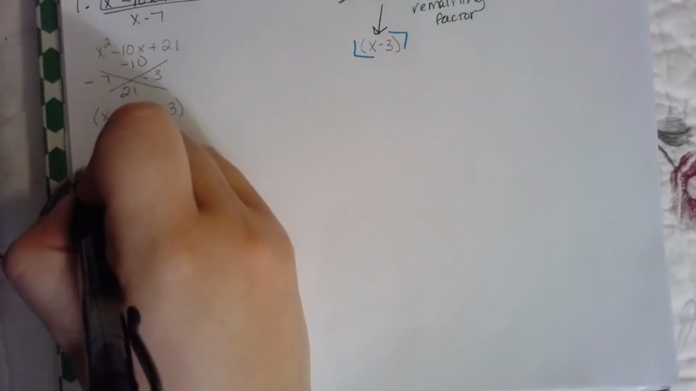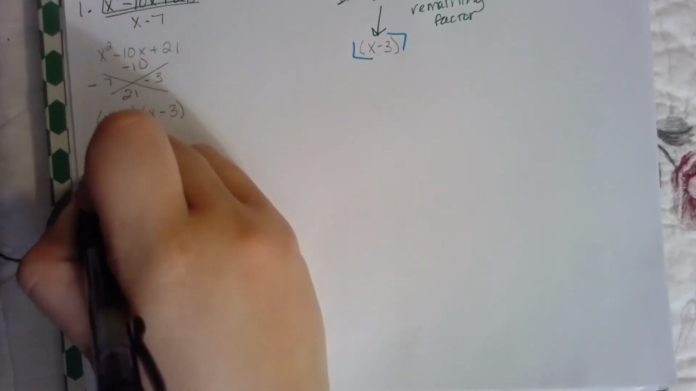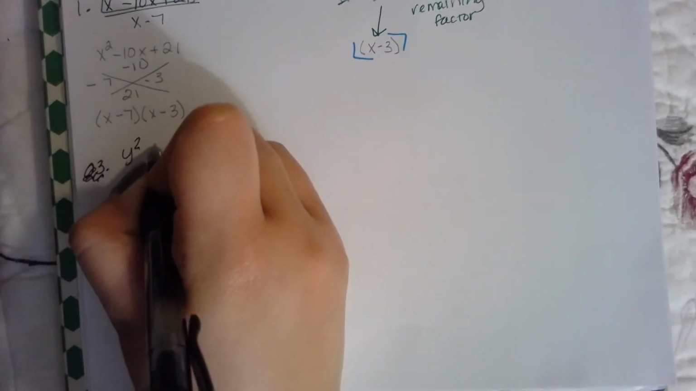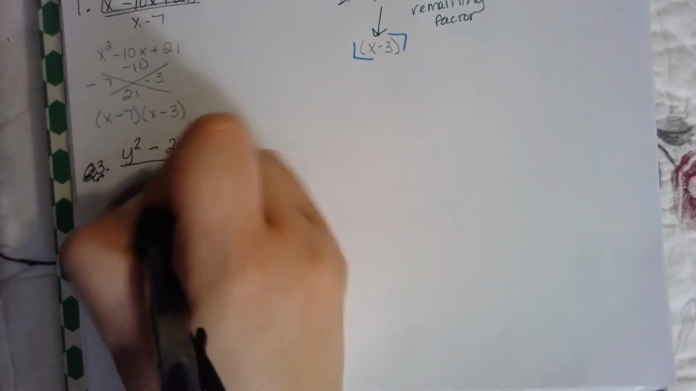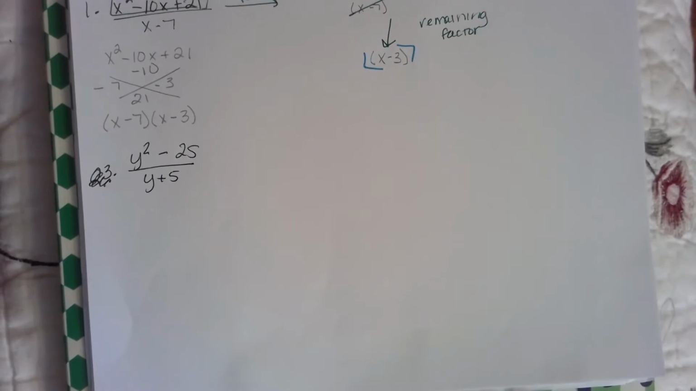So y squared, this is actually number 3. Y squared minus 25 divided by y plus 5. Alright, look at that. That's a binomial. You can take the square root of y squared, you can take the square root of 25, and we have subtraction. Binomial, subtraction, I think of difference of squares.